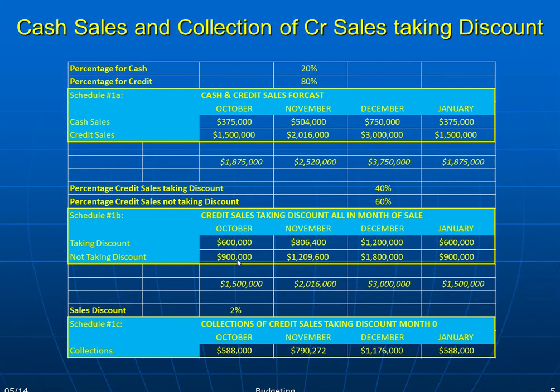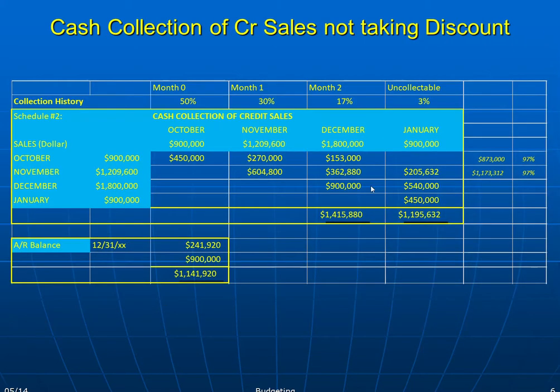Now, what about the $900,000 not taking the discount? Again, we have two questions. When do we expect to collect that, and how much of that do we expect to collect? Well, based on our previous collection history, we expect to collect 50% of that in the month of sale. That's month 0. 30% in the next month. 17% in the second month. And 3% we are budgeting that we will not collect.